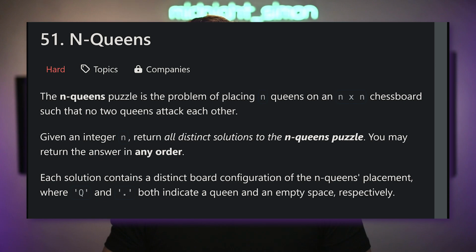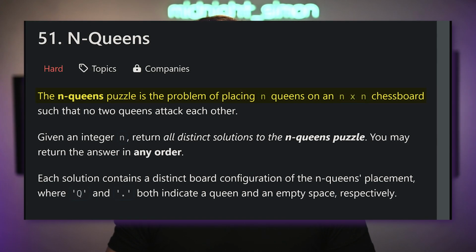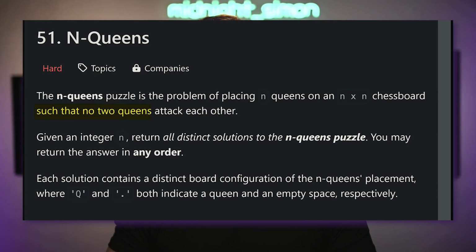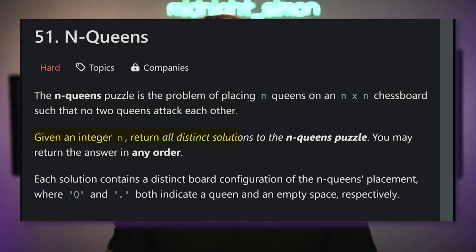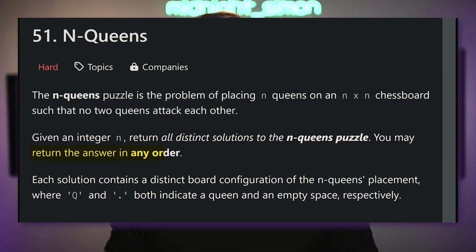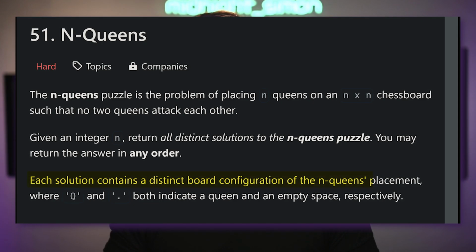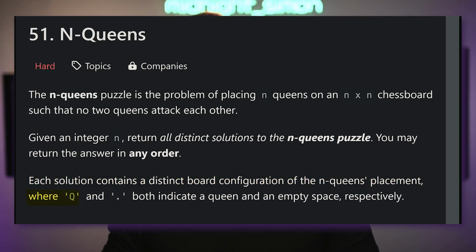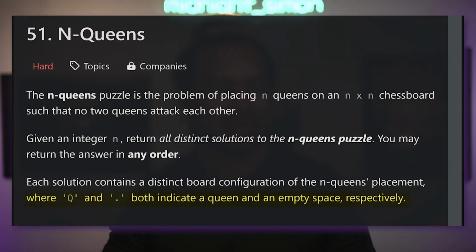N Queens. The N Queens puzzle is the problem of placing n queens on an n by n chessboard such that no two queens attack each other. Given an integer n, return all distinct solutions to the N Queens puzzle. You may return the answer in any order. Each solution contains a distinct board configuration of the n queens placement, where Q and dot both indicate a queen and an empty space respectively.